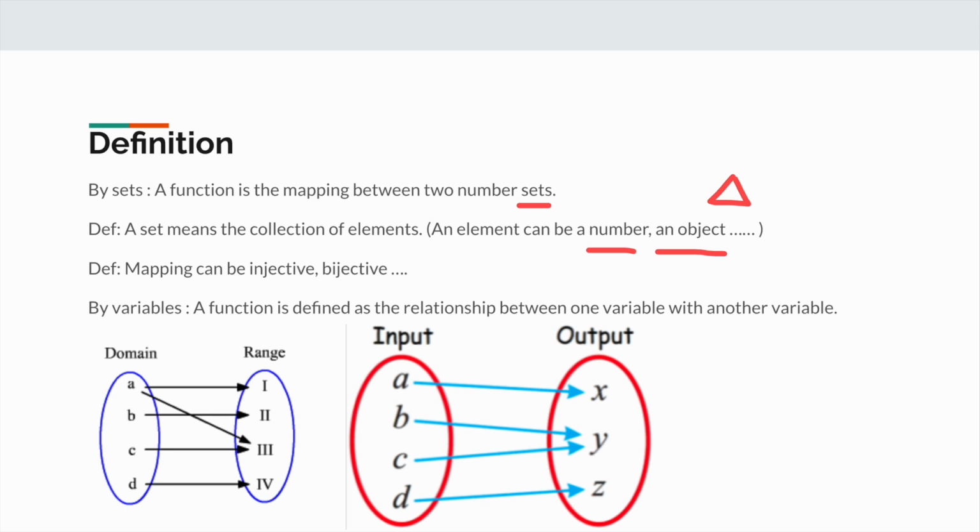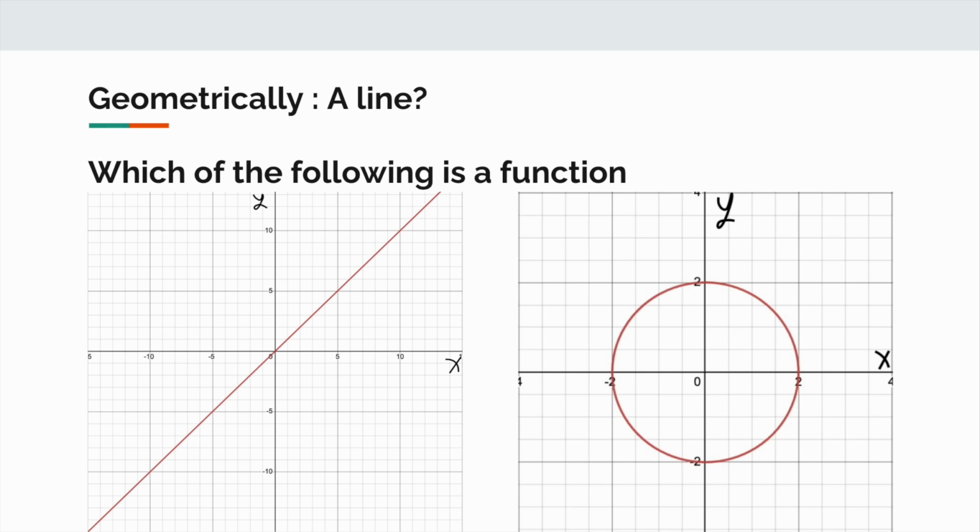And by variables, a function is defined as a relationship between one variable and another variable. But be careful, the one variable here belongs to the domain set, and the other variable belongs to the range set. So it's not describing the relation between an x and another x. This is a misunderstanding of functions by most beginners.